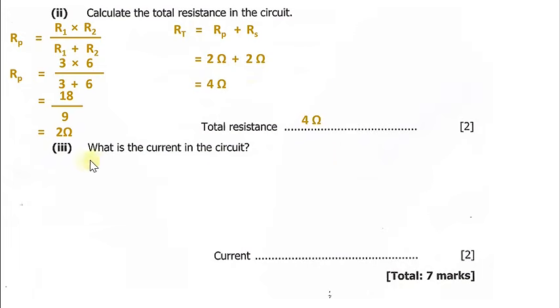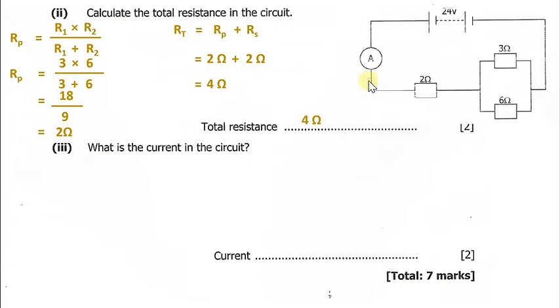Okay. Then question 3, what is the current in the circuit? So they want what current is in this circuit here. So current should be found using voltage and total resistance, which is this here. So we'll use Ohm's law, which says voltage is equal to current times total resistor. Then we'll make current the subject of the formula.